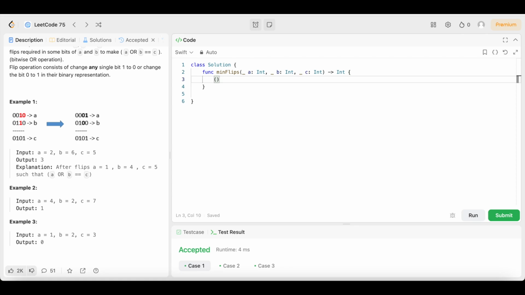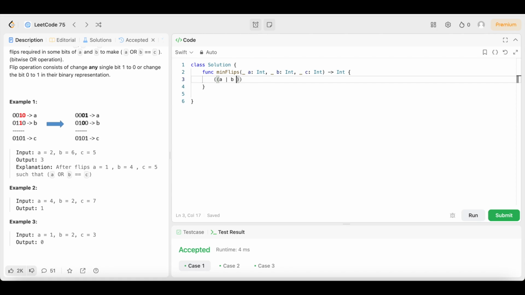So first we're going to open up the parentheses, then open up another parenthesis, and say A or B. And remember, guys, that's what we were just talking about earlier: if there's a 1, then it's going to come out as a 1. If there's no 1, then it's going to come out as a 0.